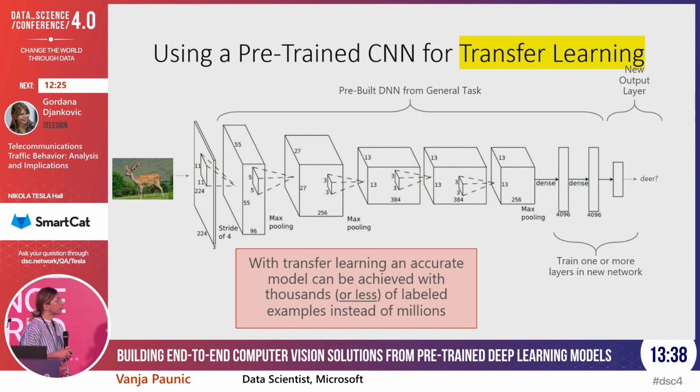So for example, if deer wasn't present in ImageNet, you would simply retrain these last couple of layers on your images. And this has also been shown to produce very good performance without having to use large sets of data, or without the need to have many images to train with.